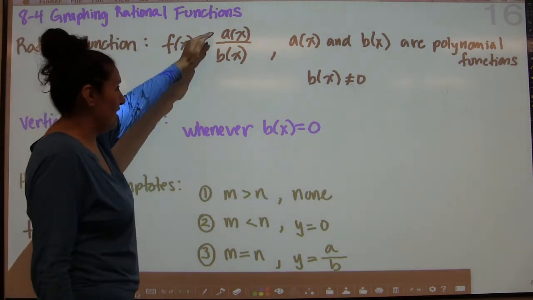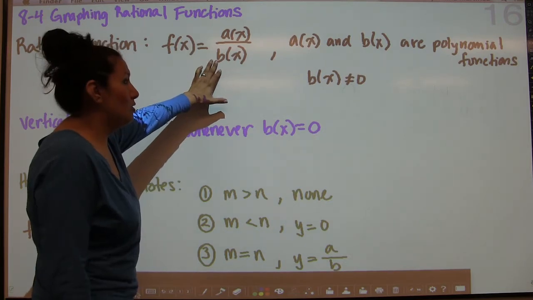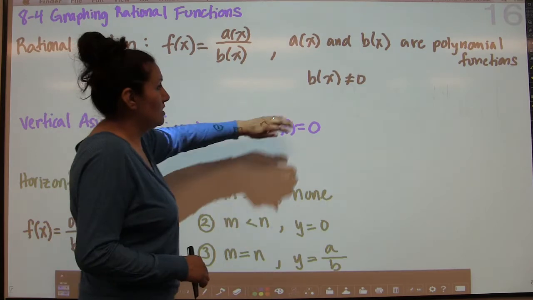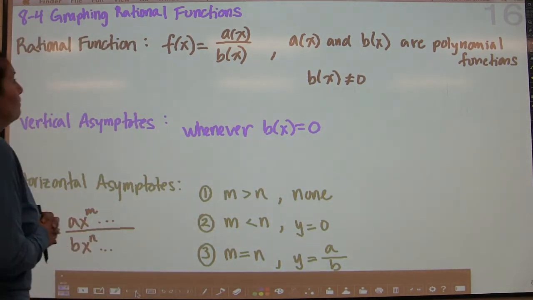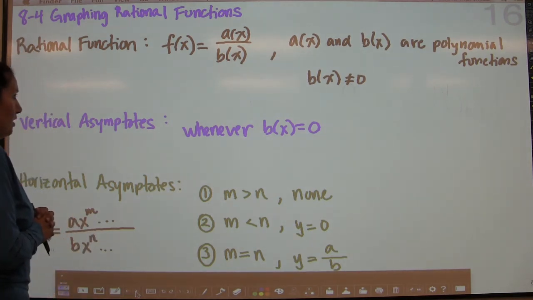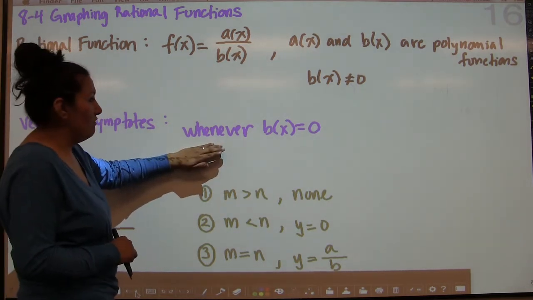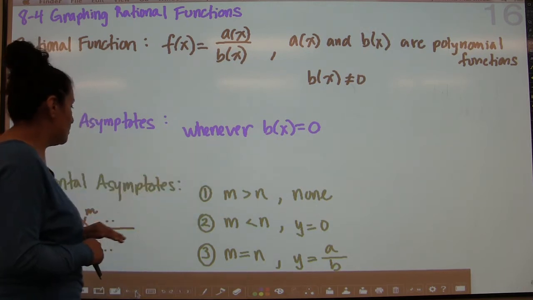You have f of x equals a of x over b of x, where a of x and b of x are both polynomial functions. It could be x squared, x cubed, whatever. And also, of course, b of x cannot equal 0, because if it did, then you would have division by 0. And that brings us to our next part of a rational function, the vertical asymptotes. Because the bottom can't equal 0, you can find your vertical asymptotes for a rational function always by setting the bottom of the function equal to 0. And whatever values you get for that, those are going to be your vertical asymptotes.